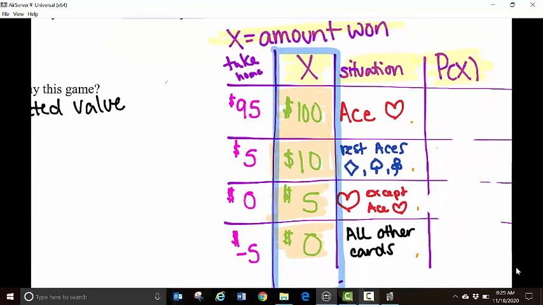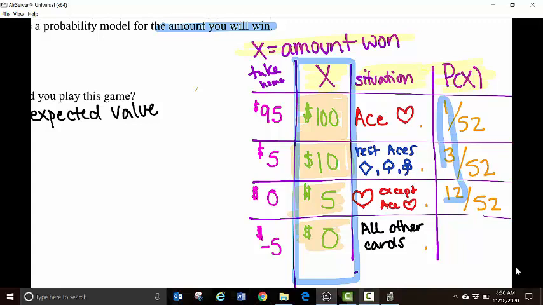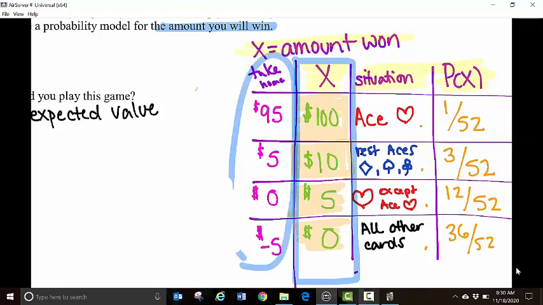So then the situation, the first one, you get an ace of hearts. So you win $100. The chance of getting the ace of hearts is 1 out of 52. If you get any of the other aces, well, there are 3 of them. That would be 3 out of 52. If you get a heart except for an ace, well, there are 13 hearts, 1 of them is an ace. So that's 12 out of 52. And all the other cards, well, we've used up all of these cards. So 52 minus that gives you 36 remaining. So again, you really have 2 distributions in this picture. This would be the take-home distribution. Those are your random variables. And this is the one amount random variables.